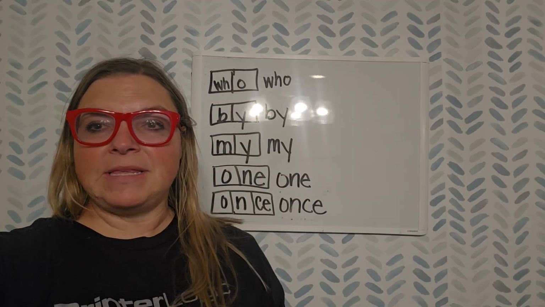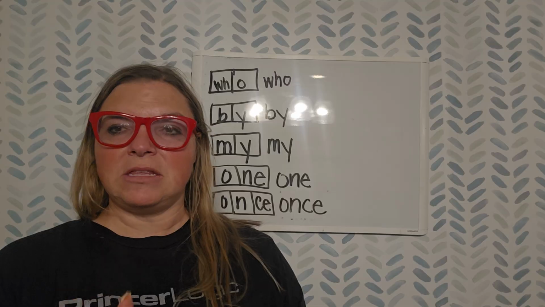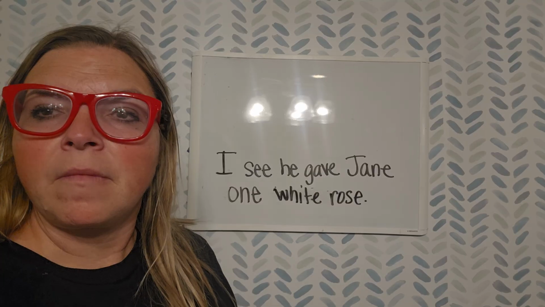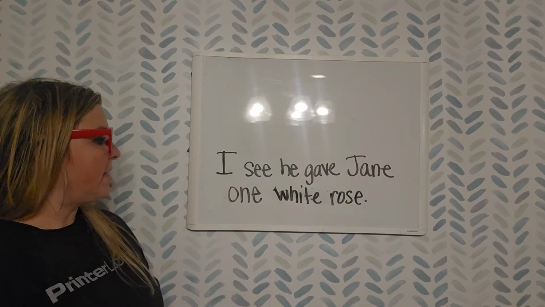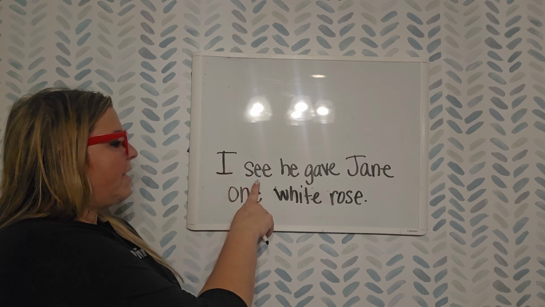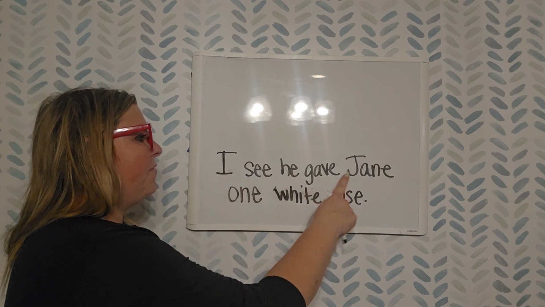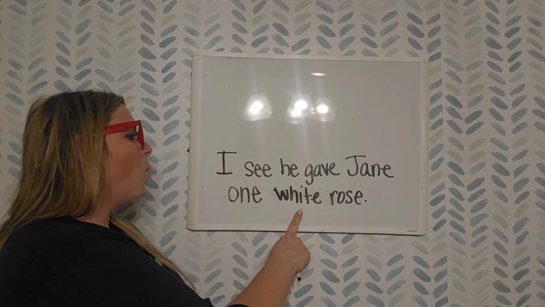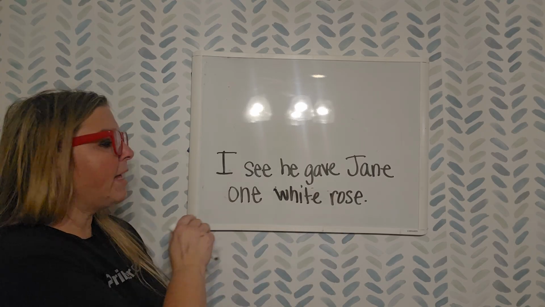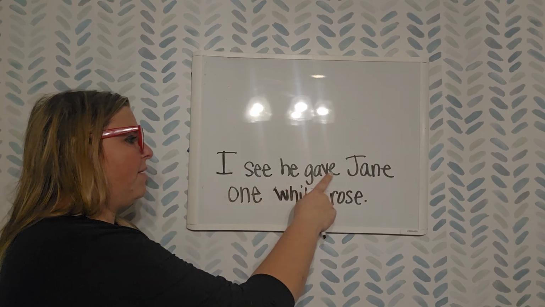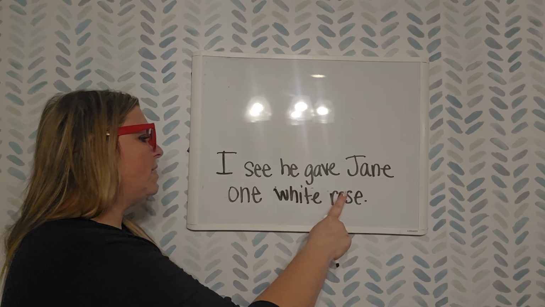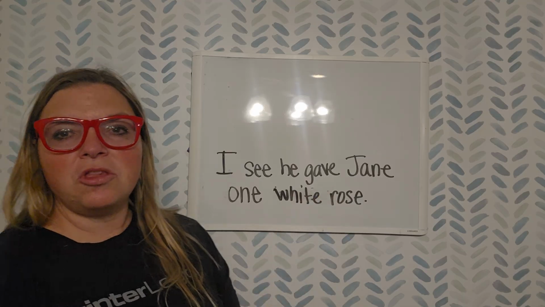Now we are going to read some sentences together. We will read each sentence 2 times. Okay, ready? We're going to read this together. I see he gave Jane 1 white rose. Read it again. I see he gave Jane 1 white rose. Good job.